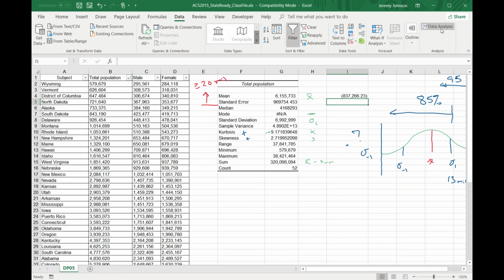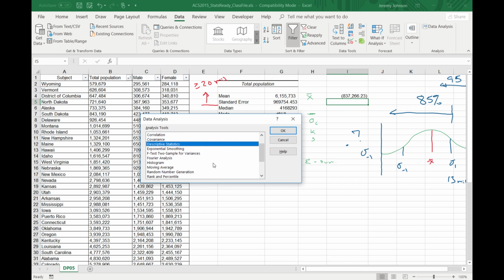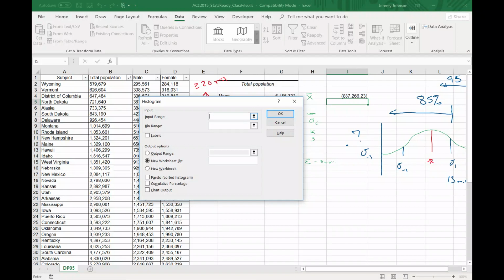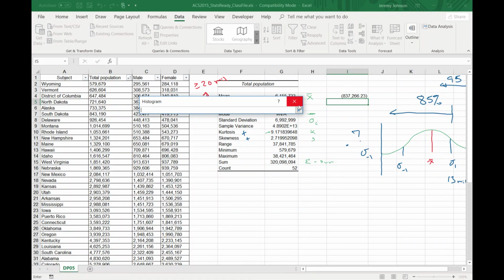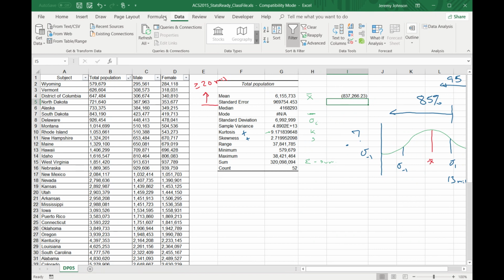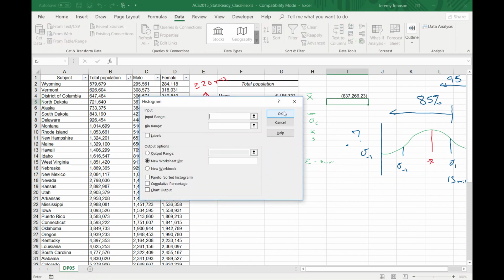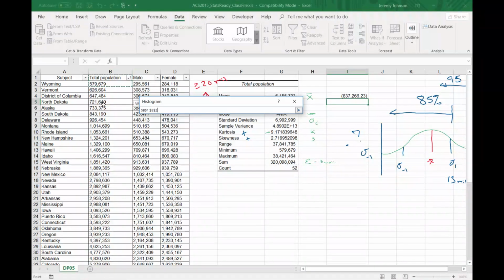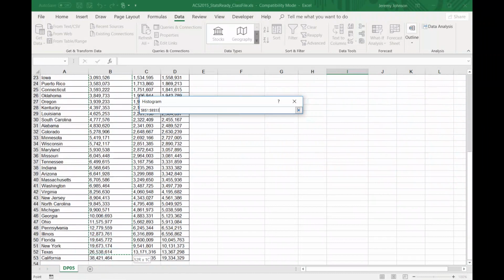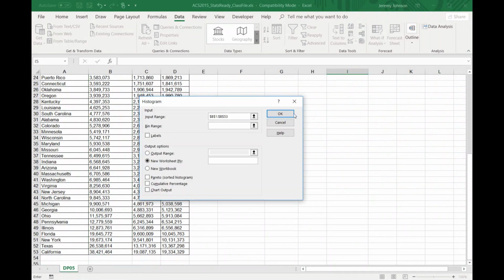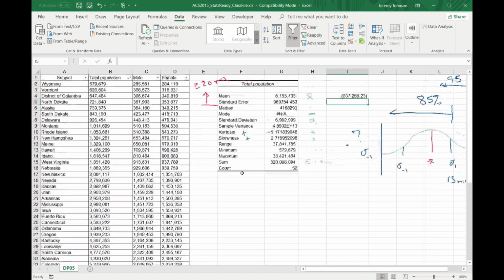Let's go to data. We're going to go to data analysis. We're going to go to histograms. And we're going to go through this part. Our input is going to be our data population, or total population. Our bin range, oh, not resolved. Okay. Hopefully you were catching up to that before we even got there. Let's give a bin range.